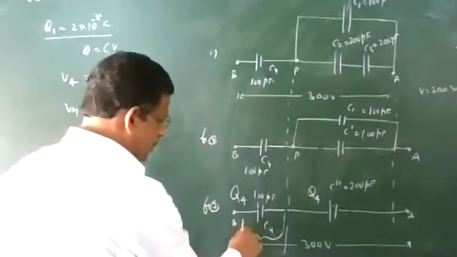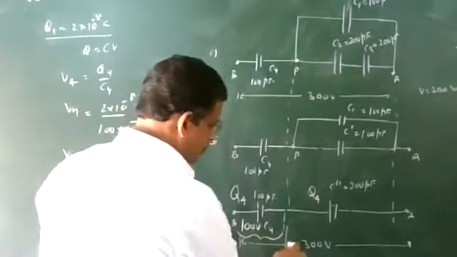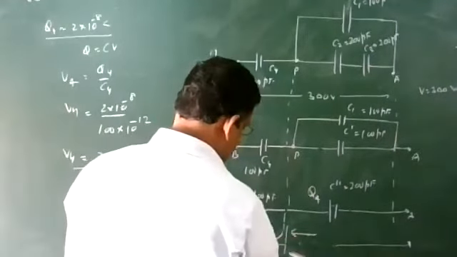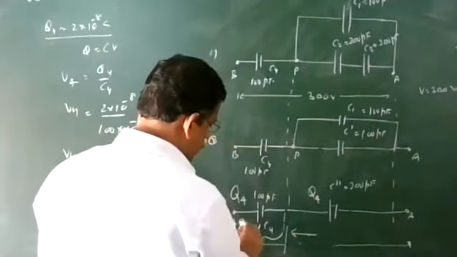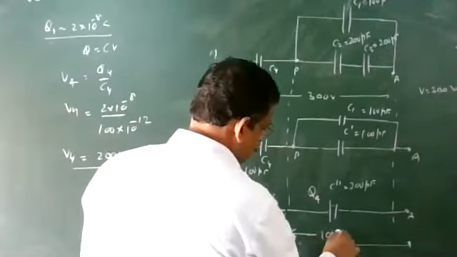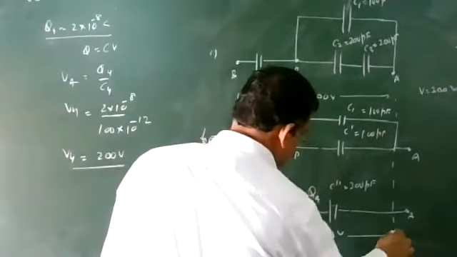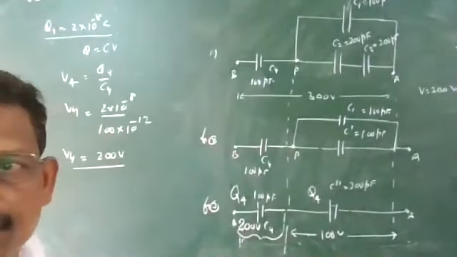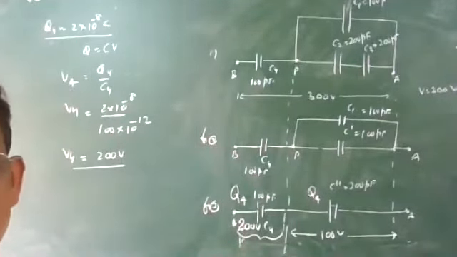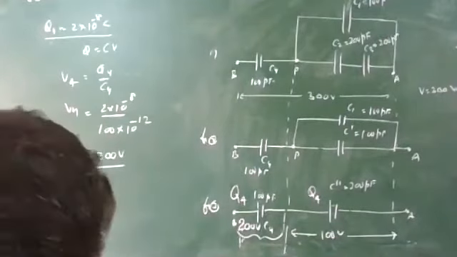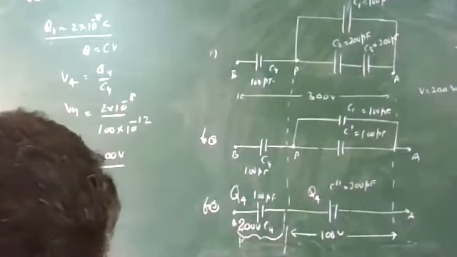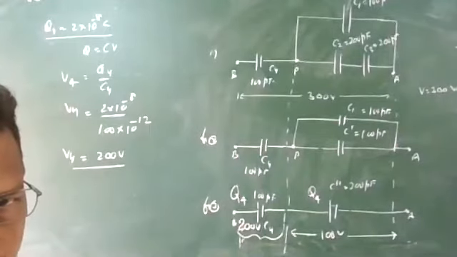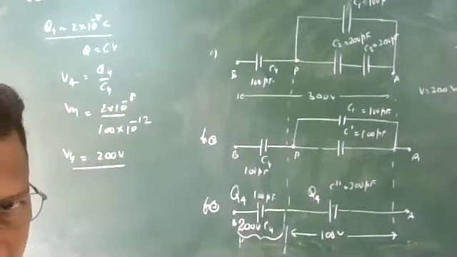So from here to here it is 100 volts. So the remaining voltage will be equal to 300 minus 200, that is equal to 100 volts. So this is the potential difference across this. Varun, can you see this? Yes, sir. So total voltage between A and B is 300.